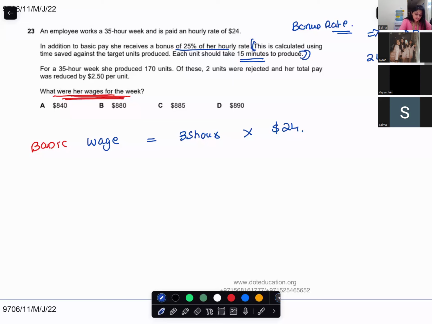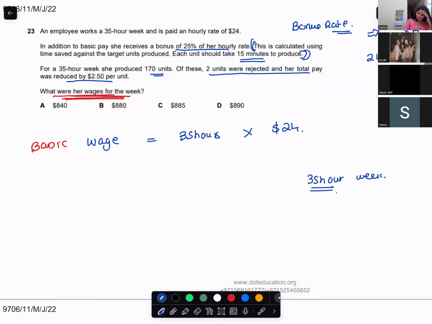Then, for a 35-hour week, she produced 170 units. Of these, 2 units were rejected, and her total pay was reduced by $2.50 per unit. Okay, fine. So you have a 35-hour week. In a week, how many hours did you work? 35 hours. Okay.